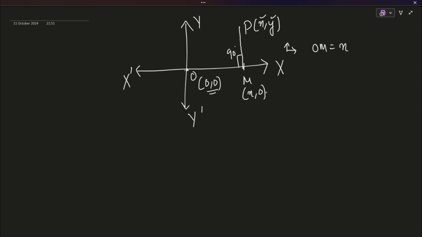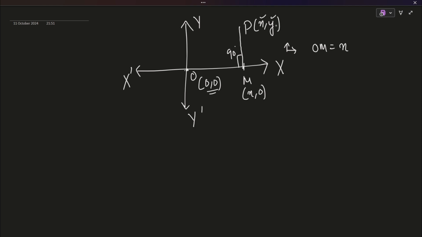Now coordinate of M should be x comma 0, because as you can see, height of M is nothing. It's basically 0, because this is where the origin is and it is in the same height as the origin. So if you were to go up or down, only then would the y coordinate change.